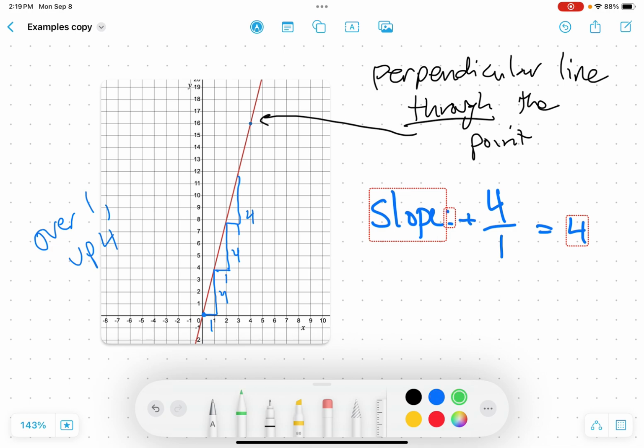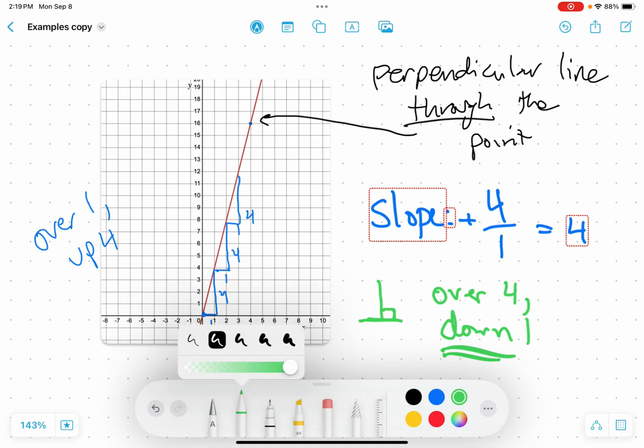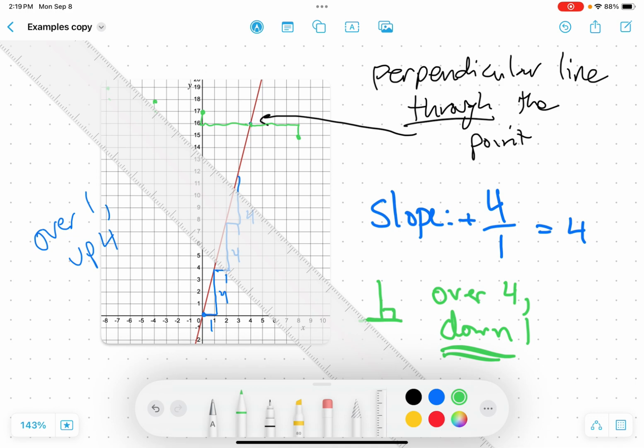So what that means is for my perpendicular line, to make that perfect corner, I'm going to go over 4, down 1. So let's start at the point that I have given to me, and let's go over 4, down 1. And I can go the other direction, over 4. And this will give me my perpendicular line. Oh, let me do a ruler so I can make it nice.